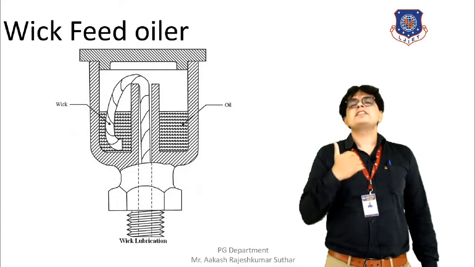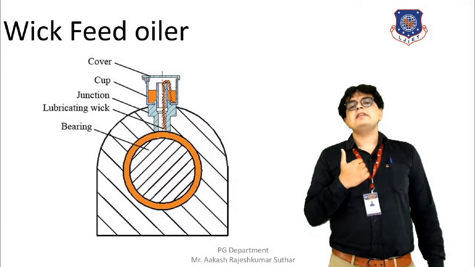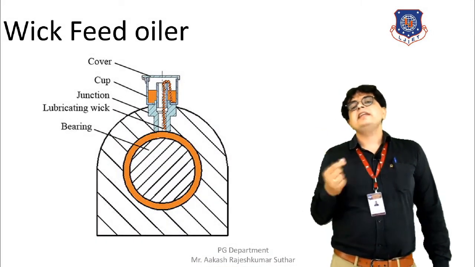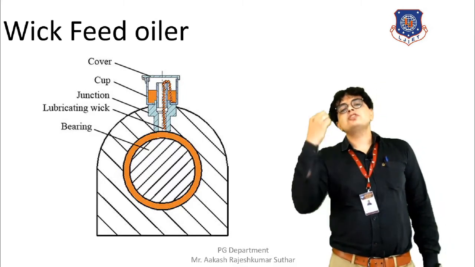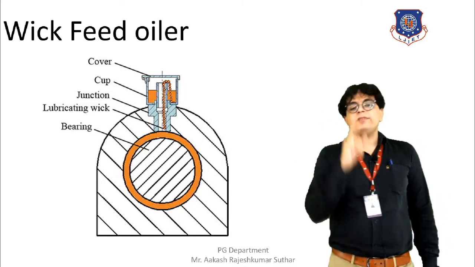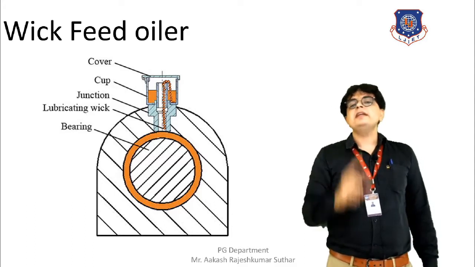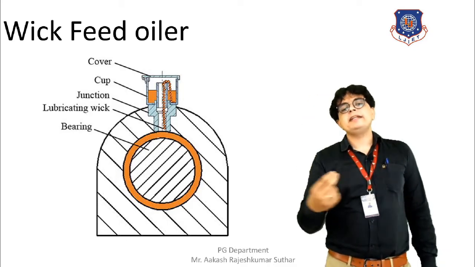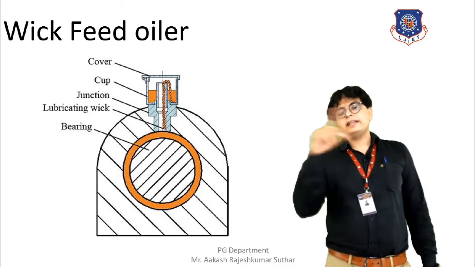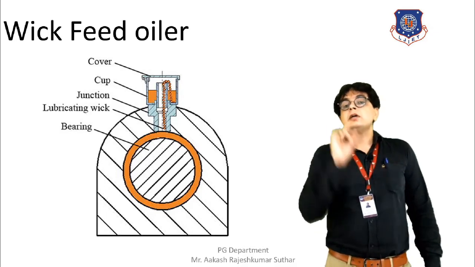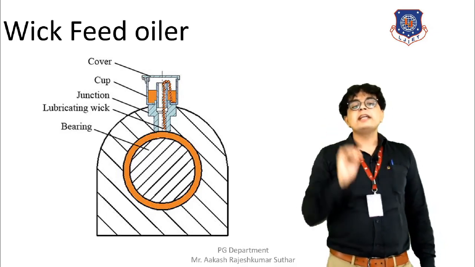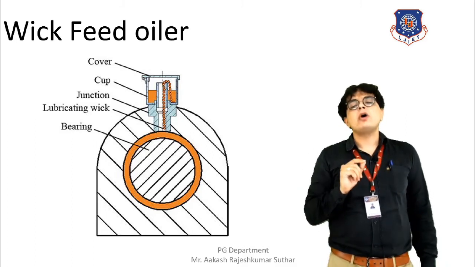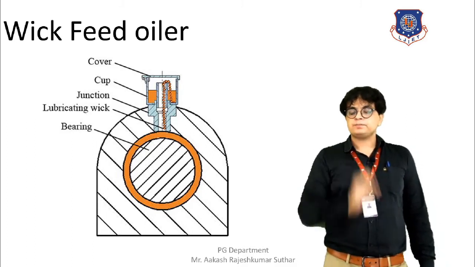Let's have further discussion on this figure. We have another figure. There we can see that a wick is immersed, and it is taking the oil from the reservoir to the bearing where lubrication is required. So transferring it from the reservoir, it is providing the lubricant to the bearing, and we can see a thick layer of yellow color where the lubricant is being applied to the bearing. So this is how the functioning of the wick feed oiler takes place.